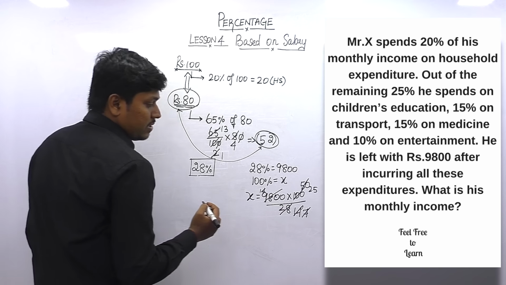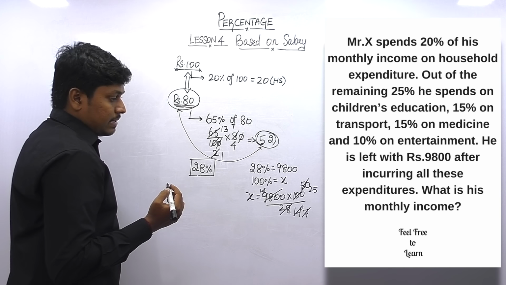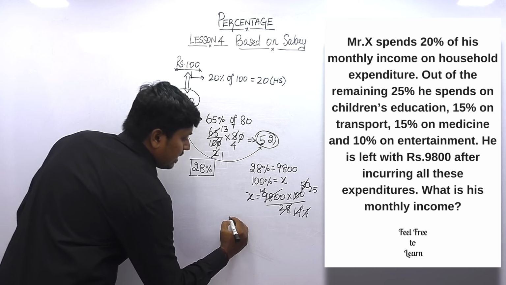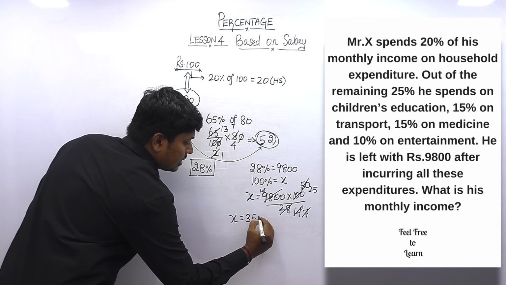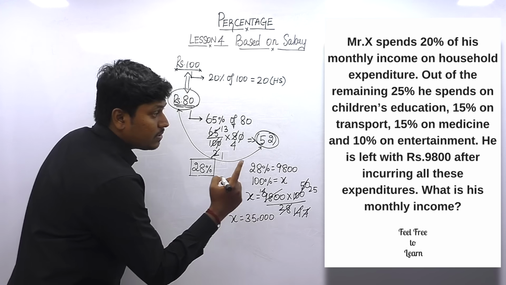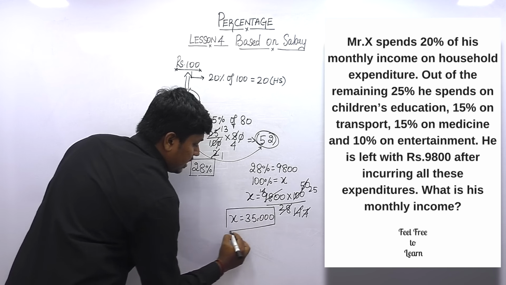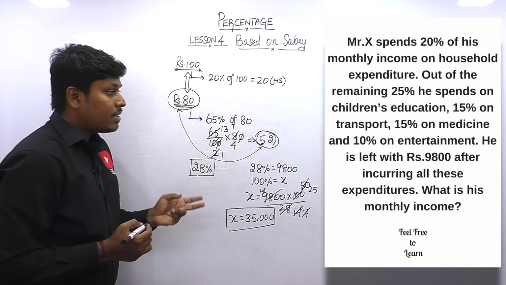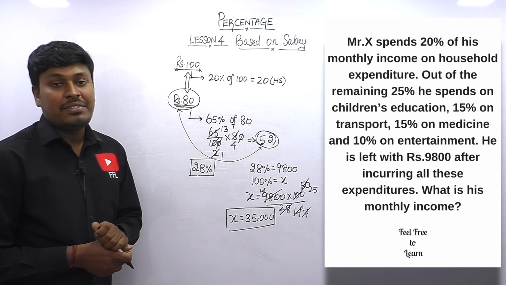So 1400 into 25. I think 35,000, right? So finally answer for this question is 35,000. Right, 35,000. So we can say that answer for question number 6, we got the total monthly income is 35,000.